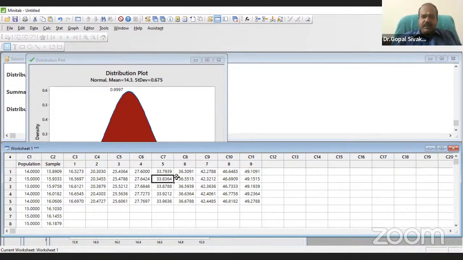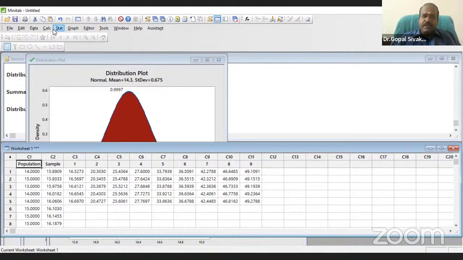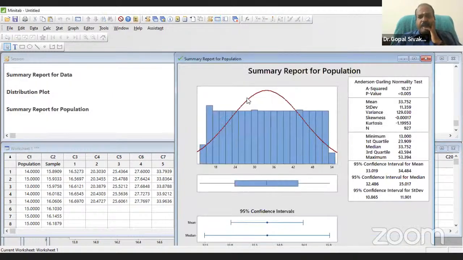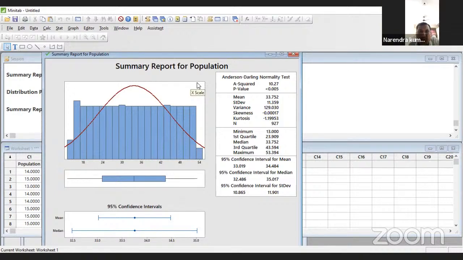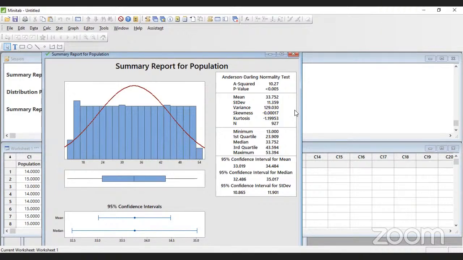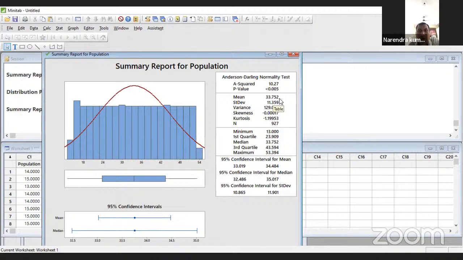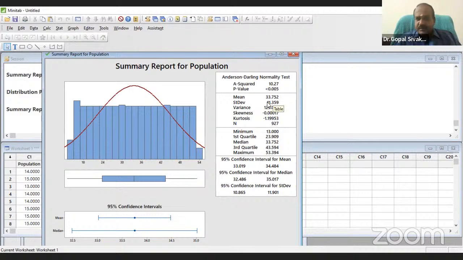Now see here, the first column is population. Go to Stat, Basic Statistics, Graphical Summary. Take column number 1. Okay. Now, what is the distribution you are seeing? This is the population distribution. What is the population mean? Population mean is how much? 33.752.